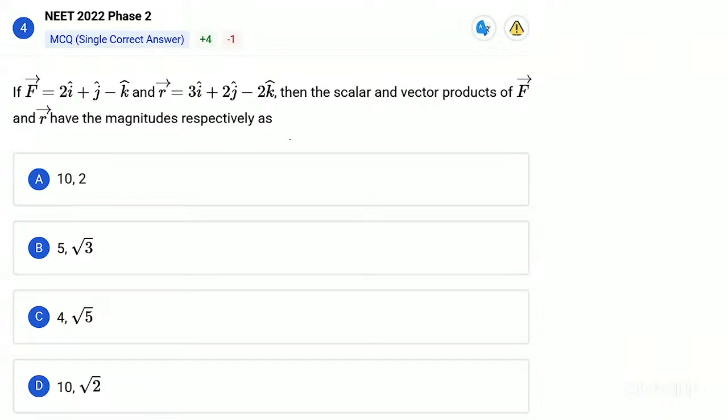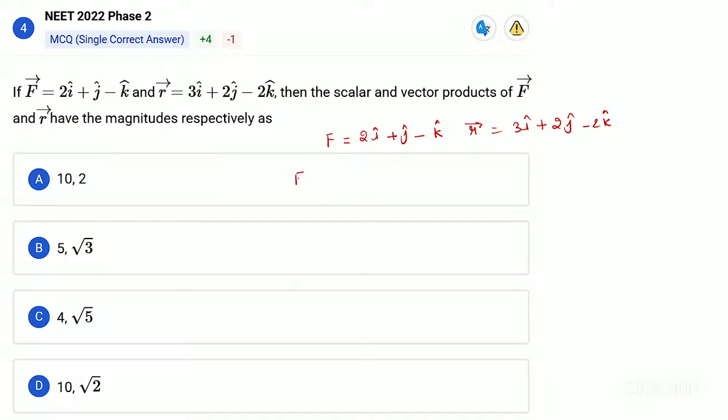Now this one. If F is equal to 2 i cap plus j cap minus k cap, and R vector is equal to 3 i cap plus 2 j cap minus 2 k cap, then the scalar and vector product of F vector and R vector have the magnitude respectively. Look, a NEET question, how easy a question it is. If you know the scalar and vector product, then you can easily calculate it.